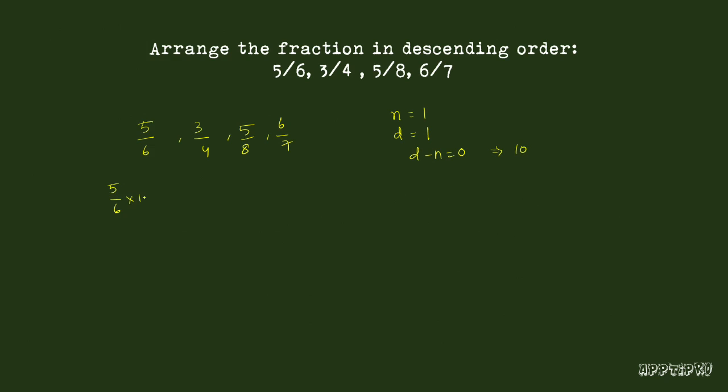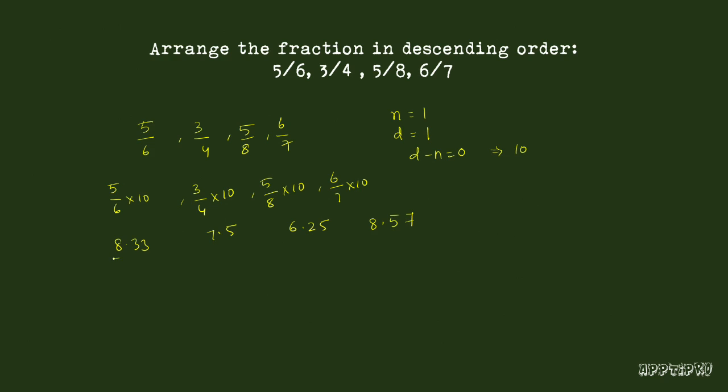5 by 6 multiplied by 10, 3 by 4 multiplied by 10, 5 by 8 multiplied by 10 and 6 by 7 multiplied by 10. You get 8.33, 7.5, 6.25, 8.57. First, consider only the integer values.